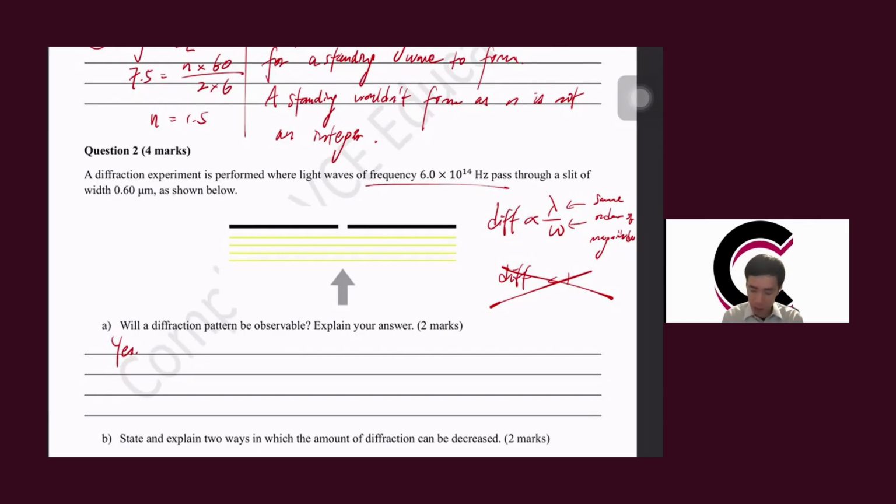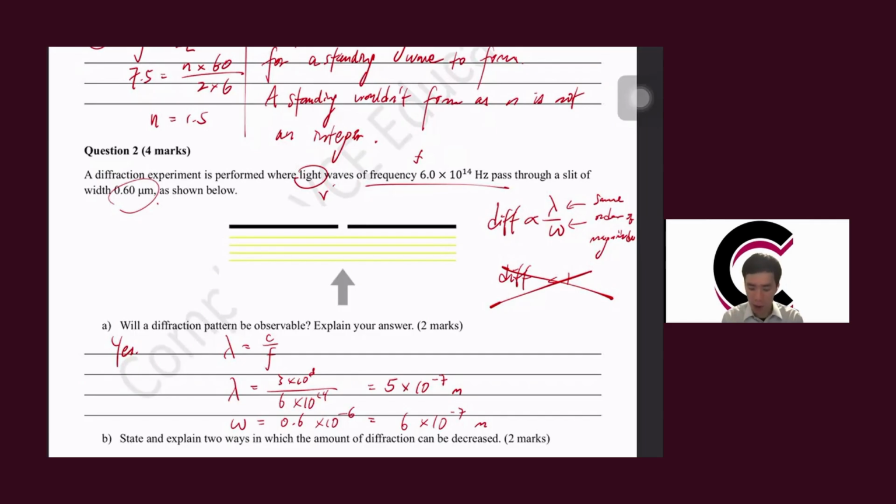So let's check. We're given a frequency. It's light, so we can use these two ideas to figure out lambda, which you can do very quickly. Lambda is c over f, so 3 times 10 to the power of 8 divided by 6 times 10 to the power of 14. You should get about 5 times 10 to the power of negative 7 meters. Now 0.6 micrometers is the width. So W is 0.6 times 10 to the power of negative 6, which is 6 times 10 to the power of negative 7 meters.